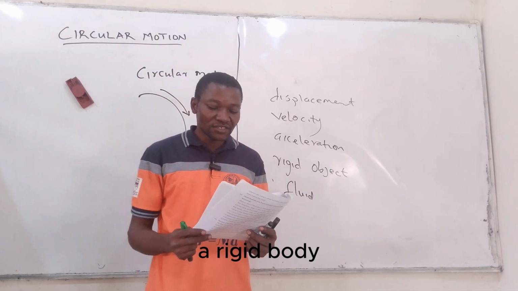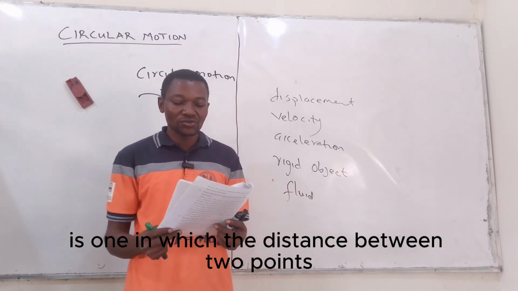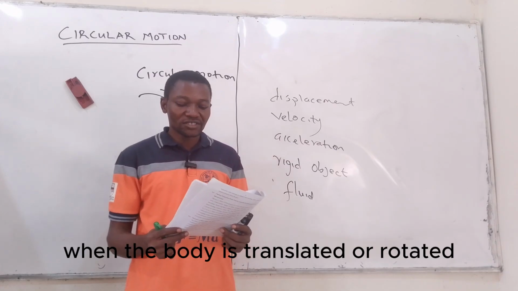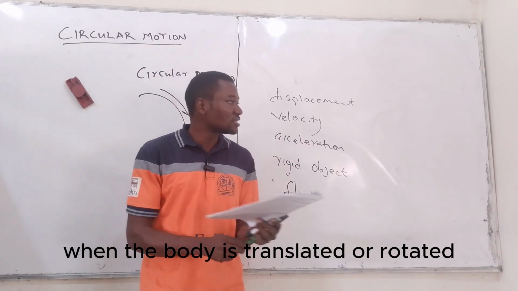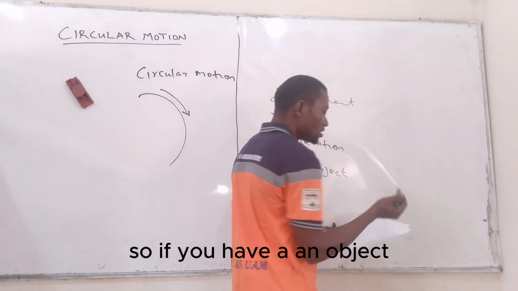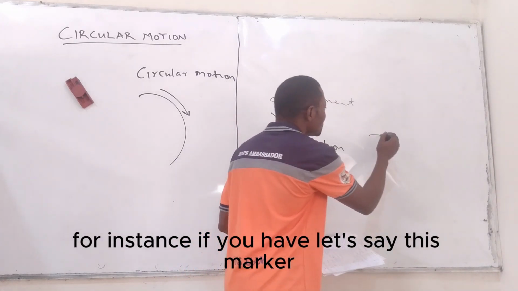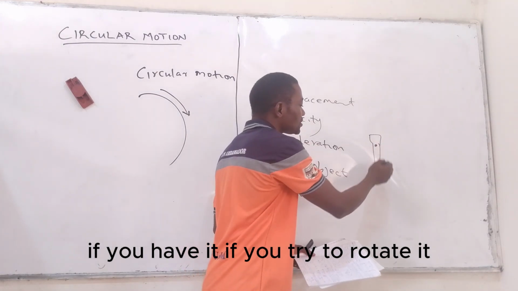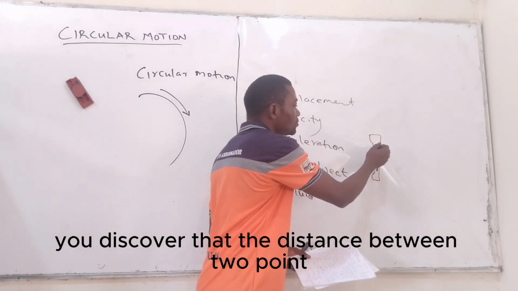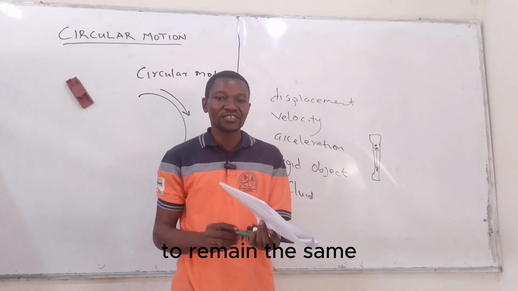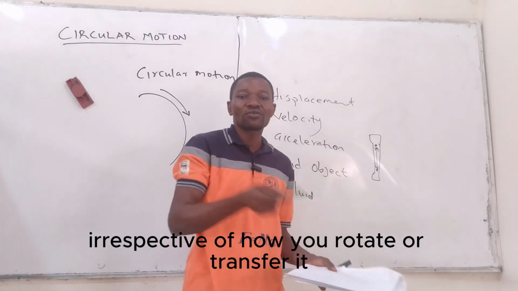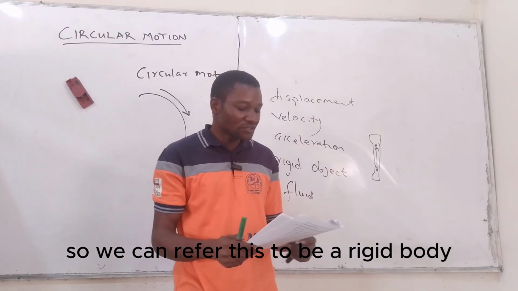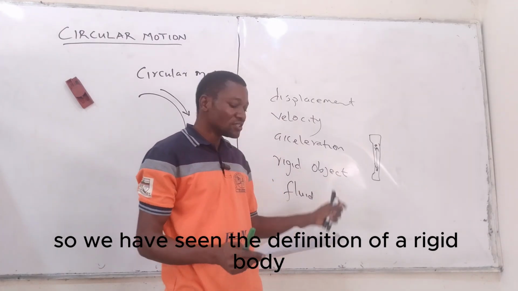A rigid body is one in which the distance between 2 points of the body remains the same when the body is translated or rotated. So if you have an object, for instance, let's say this marker, if you try to rotate it, you discover that the distance between 2 points remains the same, irrespective of how you rotate or transfer it. So we can refer to this as a rigid body. So we have seen the definition of a rigid body.